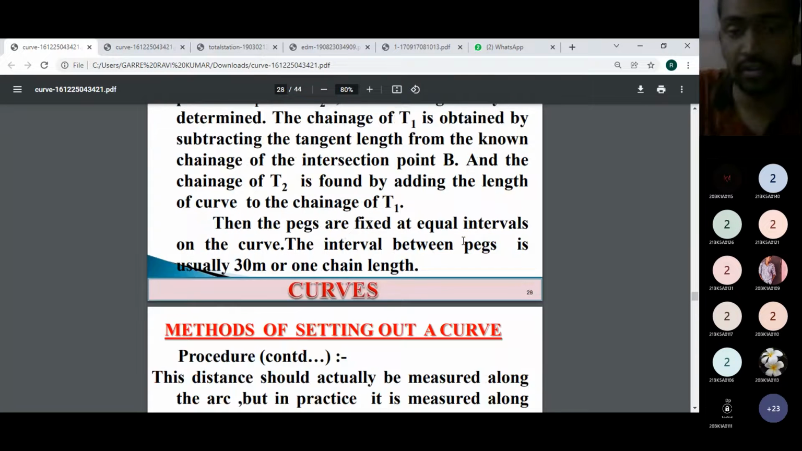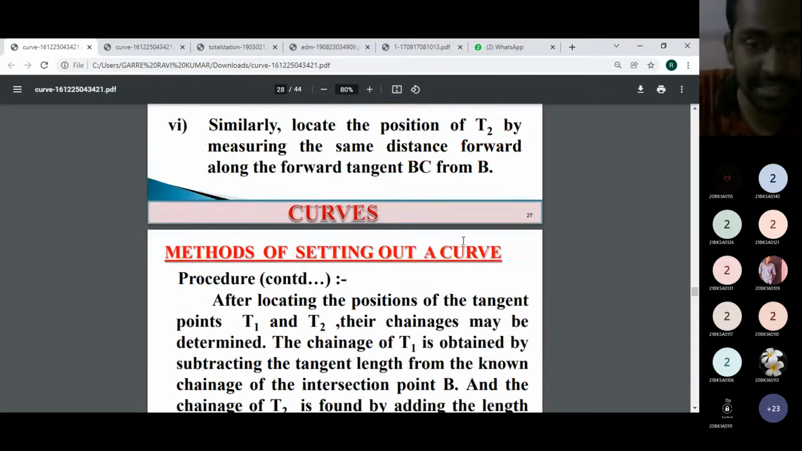That's all. First of all we will determine all the things by using the formula. After that t1 t2 points we have to fix in the field. Then from t1 t2 regular interval angles can be calculated. By using those interval angles in the direction we can set up pegs. And then if you connect all the pegs it will form a curve in between t1 and t2.